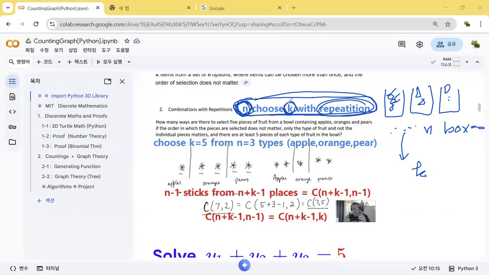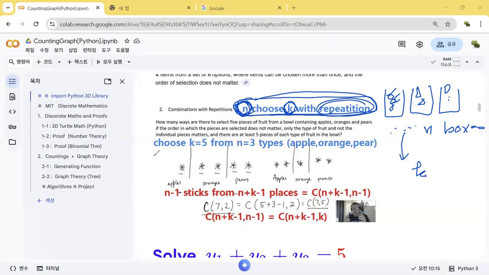Just k and choose k fruit. So you can get all the apples or all the bananas like this. Okay, so choose k. Then this one is equal to just like this.